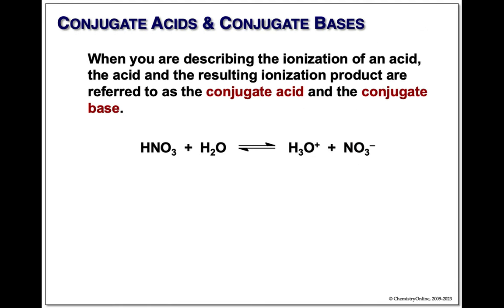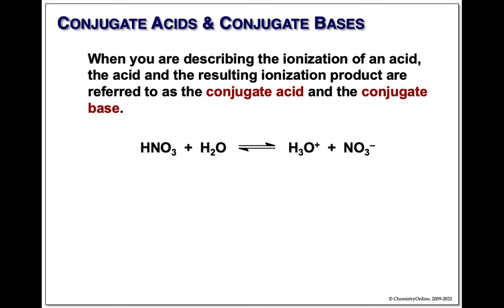When you're talking about ionization, there are a couple ways you can do this. One is the conjugate acid, conjugate base pair nomenclature. The other is to describe it as a Bronsted acid. We'll do that in just a second.